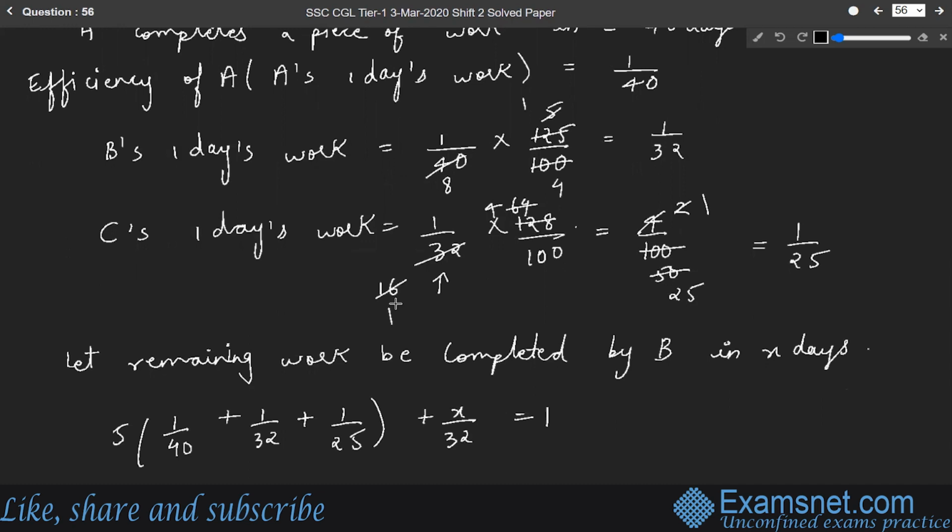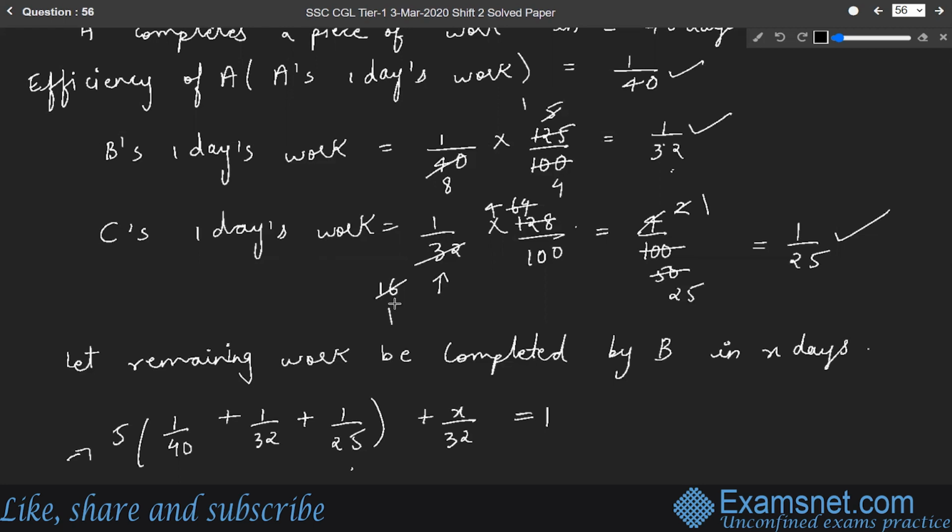Okay. It is given that A, B and C work together for 5 days. So, what is the efficiency of A? 1 by 40. What is the efficiency of B? 1 by 32. And what is the efficiency of C? 1 by 25. But this is the efficiency for 1 day, and they work together for 5 days. That is why 5 is multiplied with all these values, plus X by 32. See, efficiency of B is 1 by 32, which means the work done by B in 1 day is 1 by 32. So work done by B in X days will be X by 32. That is why we have X by 32 and it is equal to 1.